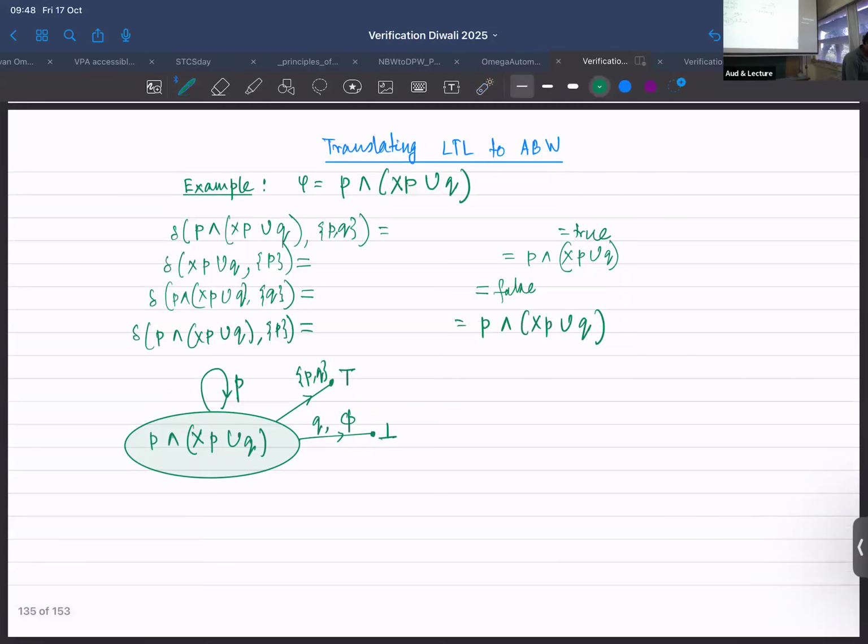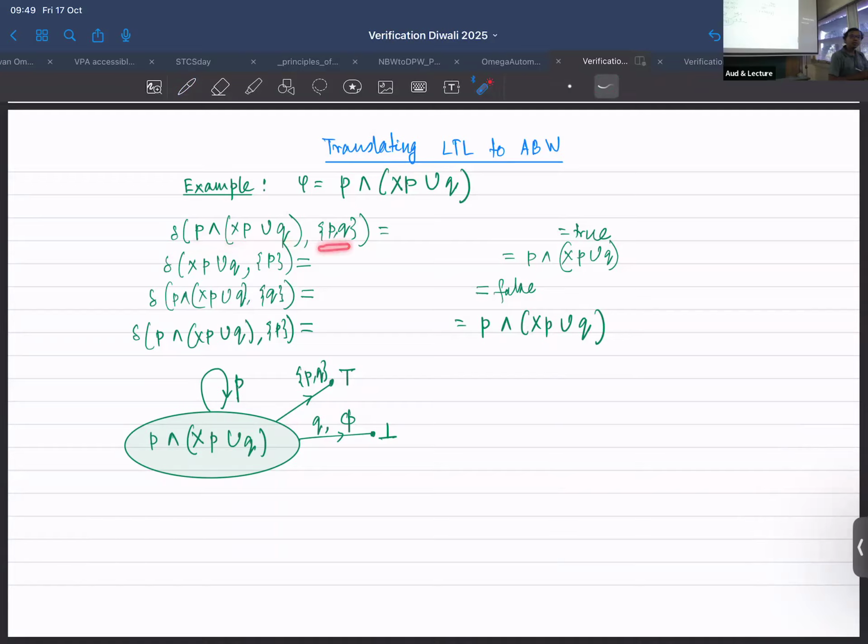Anyway, before we get into that, the Vardi-Wolper construction, where we go from an LTL formula to an NBW directly, let's do this one example before we proceed. So what is the formula corresponding to this? You have this delta of P and XP until Q, right? So this is the formula.